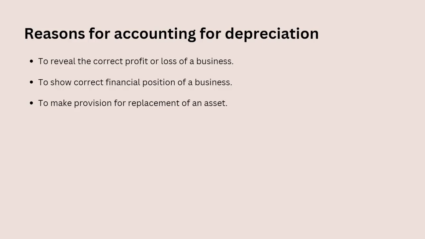Then, to make provision for replacement of an asset. For example, if you buy a machinery for $10,000, and after 5 years you know that of course you're going to replace it, because maybe the machine wears out really easily. In that case, you should have an estimate of how much profit or loss I'm going to make by replacing the asset. So there's nothing unanticipated that comes up when you sell the asset, it's really important to know the price of the asset. So for that provision, we do depreciation.